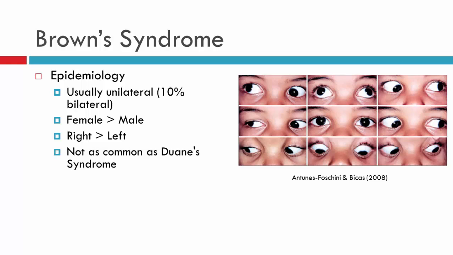Fractionally more females have Brown syndrome than males, and it sits at around 59-60% females. And again, in around 55% of instances of Brown syndromes, the right eye is affected rather than the left. Brown syndrome is actually not as common as Duane, so when you work in a paediatric setting in particular, you're more likely to see a Duane syndrome than you are a Brown syndrome, or you'll more frequently see a Duane's than a Brown's.